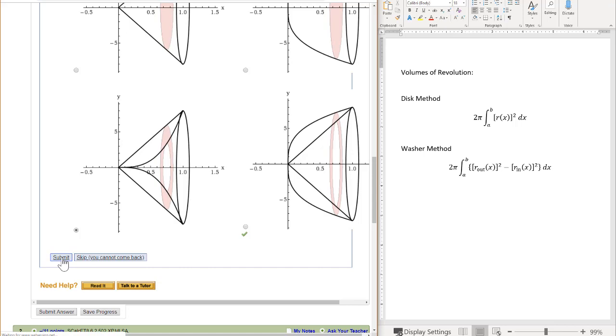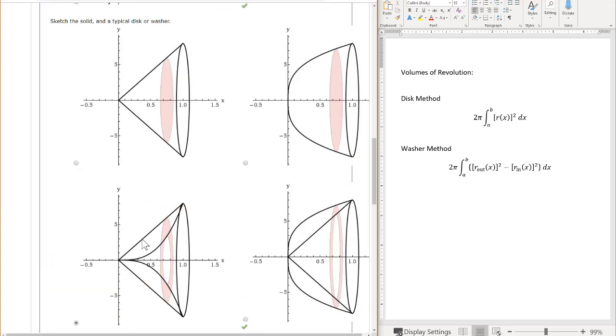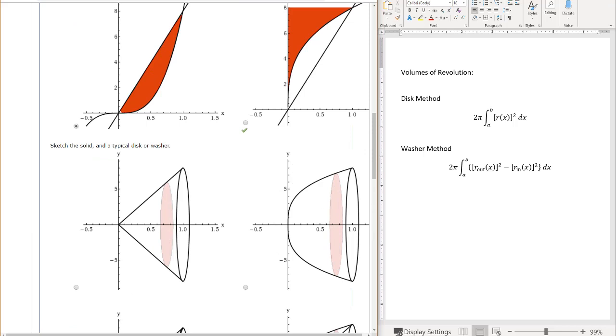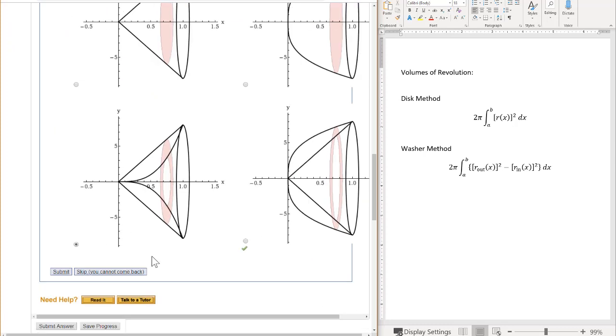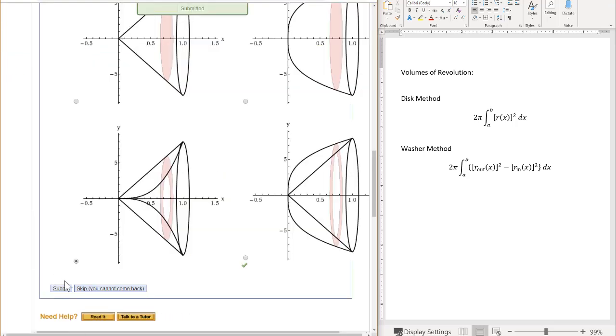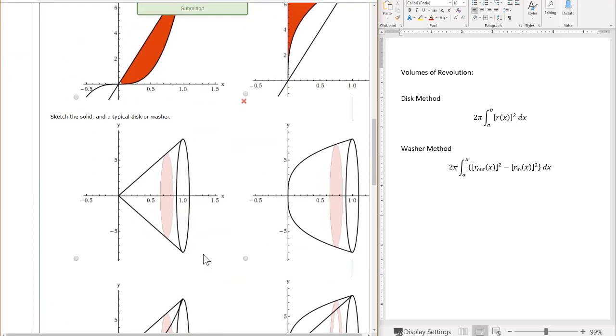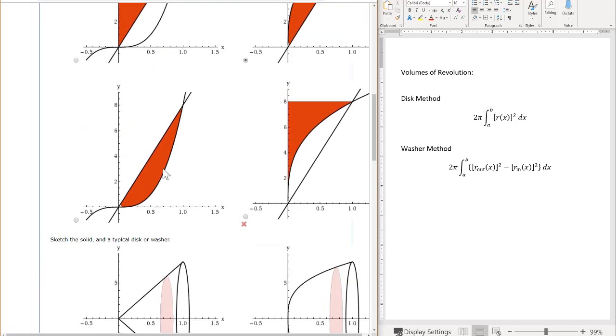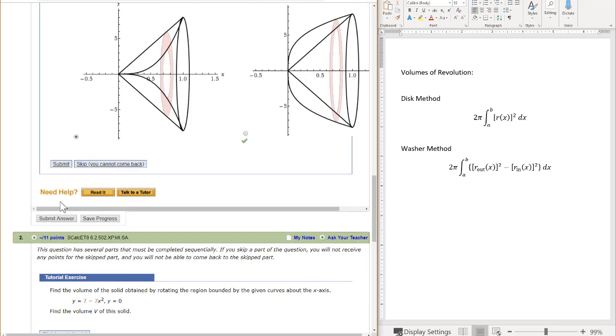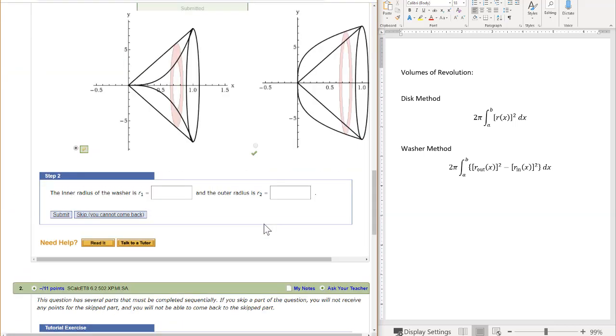Submit. Looks like there's a question here. This creates a washer. There we go. All right, now let's try to submit. Are we still missing something? Oops. We submitted, but I didn't check this one out. This is the graph that we're looking at. Now let's try to submit. Okay, finally got through that.